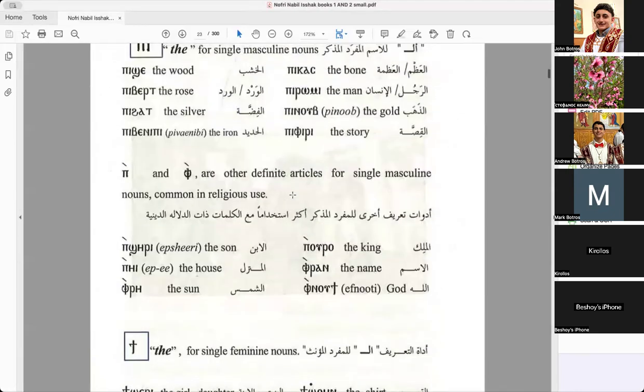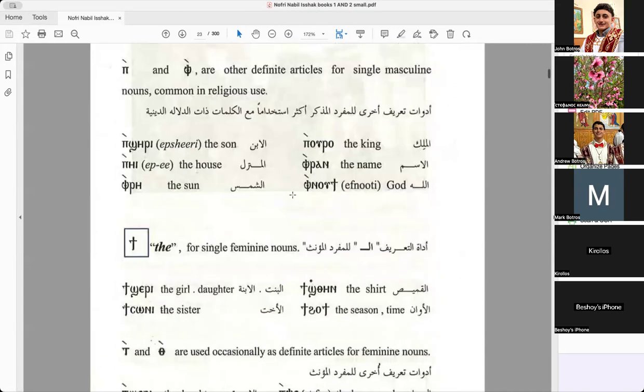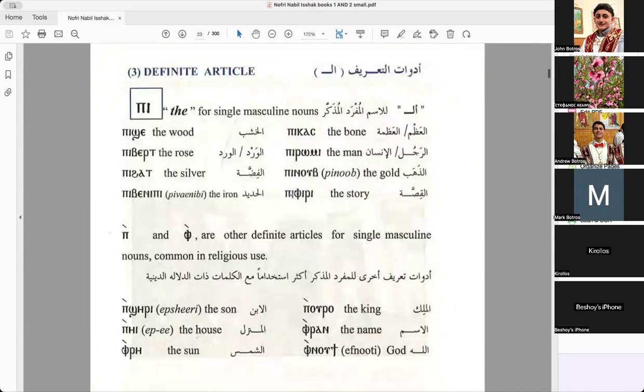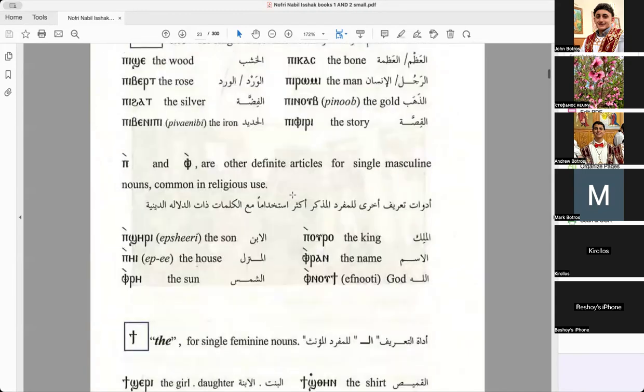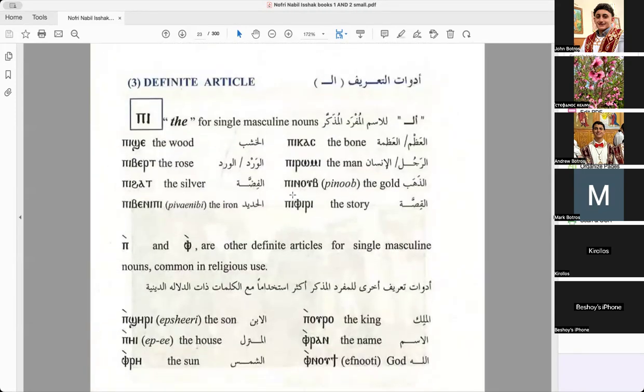Okay. Cool. So let's jump right in and we'll start with a review of page 21, because it will lead nicely into page 22. So we were talking about the definite articles. And definite articles in a nutshell is how you say the in Coptic or al in Arabic. And we said Coptic has masculine and feminine. It has singular and plural.